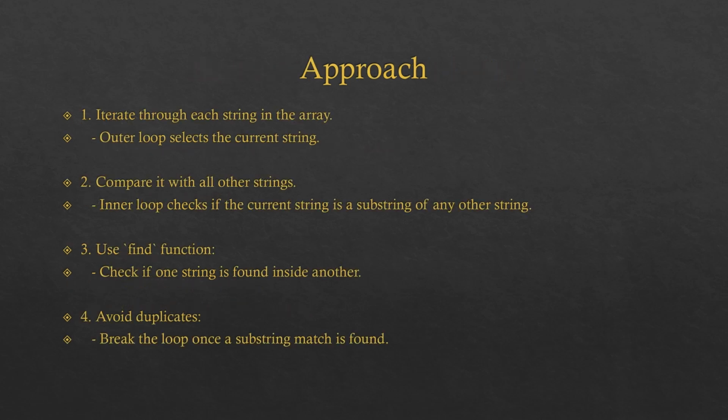Now let's dive into the approach. Begin by iterating through each string in the array using an outer loop. For each selected string, compare it with all other strings using an inner loop. Leverage the find function to determine if the current string exists as a substring in any other string. To ensure we avoid duplicates, break the inner loop as soon as a match is identified. This systematic approach guarantees accuracy and efficiency.